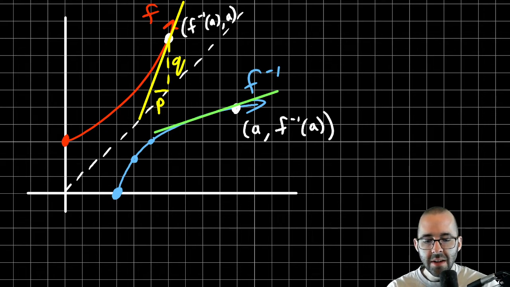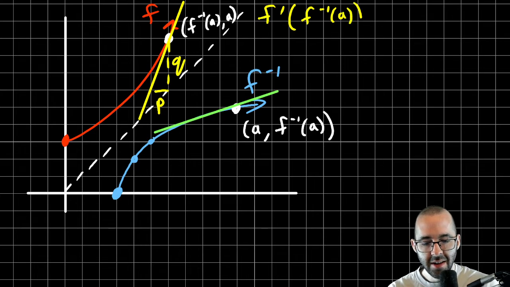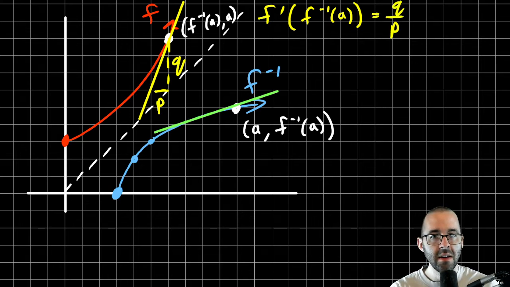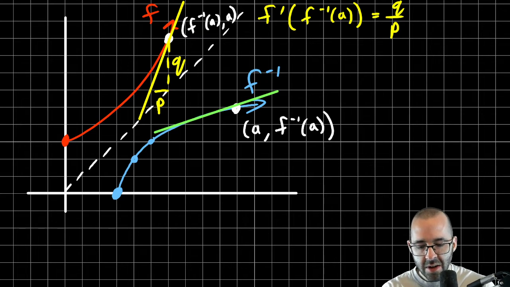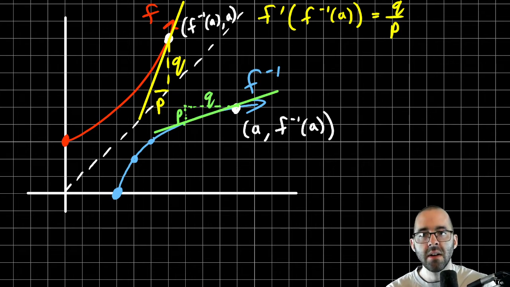So the slope of f at this input value, the x is f inverse at a, is going to be rise over run. And we can do the same thing with the green. Visually, we just count it like this. Visually, it looks like this horizontal change is going to be the same as this vertical change. This vertical change is going to be the same as this horizontal change, right? And again, visually, it looks like it's about 1/3.